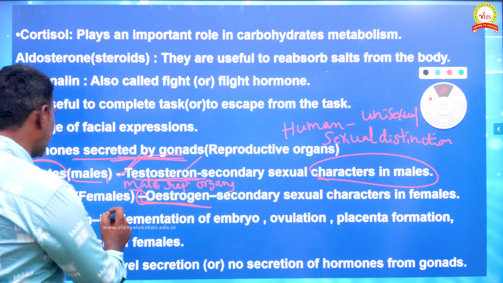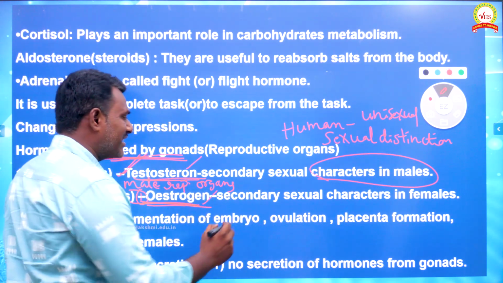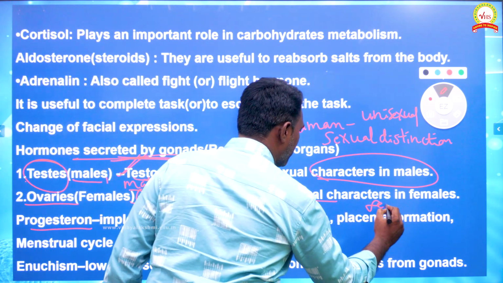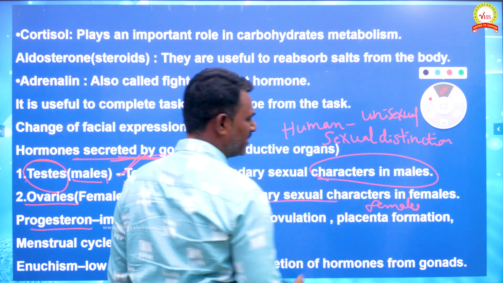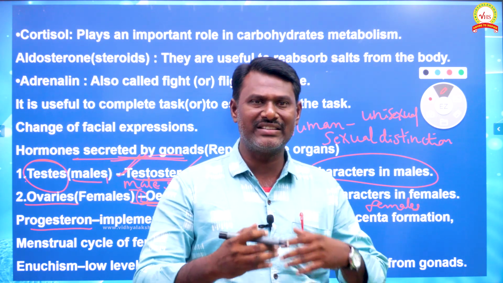First of all, estrogen. Estrogen is useful to develop the secondary sexual characters in females.